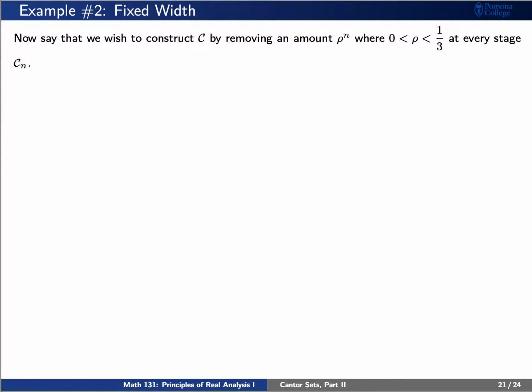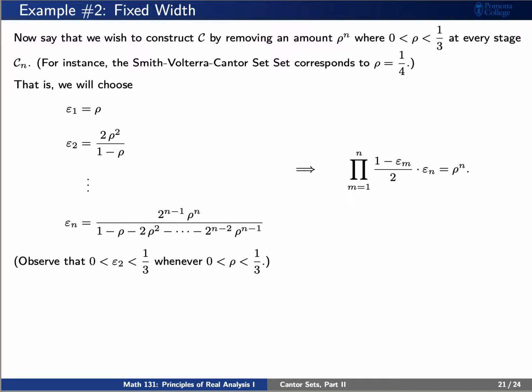Now, let's say that we wish to construct our set C by removing an amount rho to the n, where our rho is between 0 and 1/3. We're going to remove this fixed amount at every stage C sub n. For example, the Smith-Volterra Cantor set corresponds to rho equal to 1/4. Now this is not relative, this is an actual amount that we're removing from our subintervals. We're going to choose epsilon 1 equals rho, epsilon sub 2 equals twice rho squared over 1 minus rho, and epsilon n as this funny formula here, such that the product that we get is actually rho to the n.